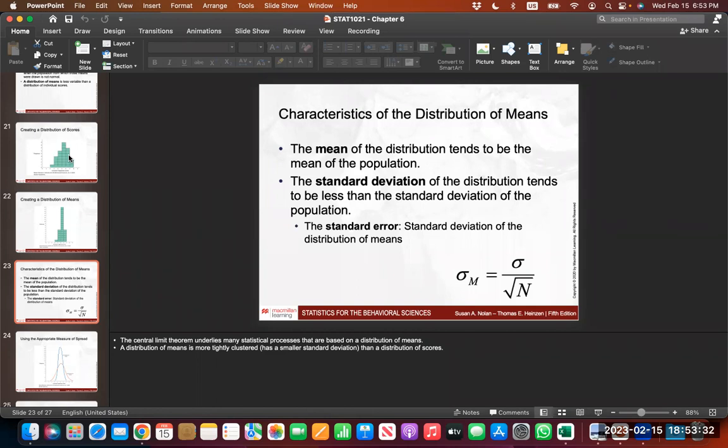It's logic in a way. So the more people you sample, the better your estimate becomes. And that's why this is in the denominator and lowers the variability of these sample means around the mean of means. So that makes the distribution of the sample means narrower.